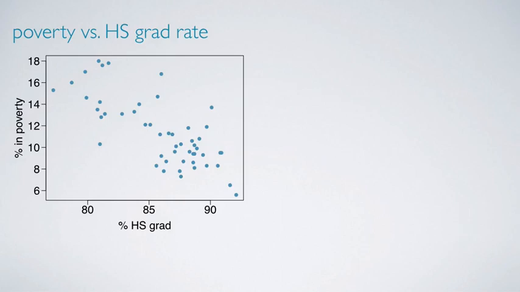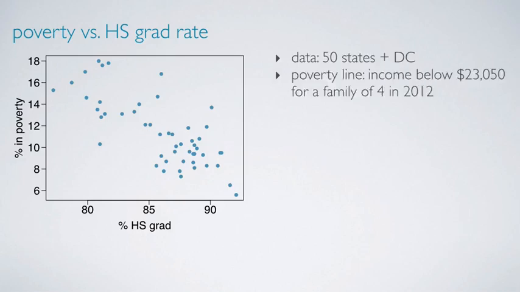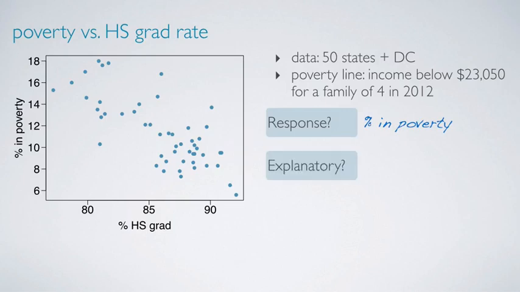Here we have a scatter plot of poverty rate versus high school graduation rate. These data are from 2012, and in 2012, the poverty line in the US was defined as having an income below $23,050 for a family of 4. The response variable here is the percentage living in poverty. Note that this is the variable on the y-axis. The explanatory variable is the percentage of high school graduates, or the high school graduation rate.